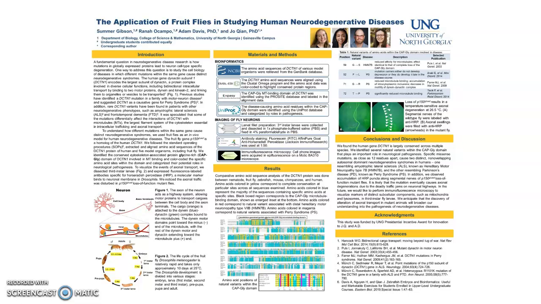My name is Summer Gibson, and we research the application of fruit flies in studying human neurodegenerative diseases. Scientists have questioned how mutations globally expressed in proteins lead to neuron cell type degeneration. Huntington's disease is an example. It is an adult-onset dominant heritable disorder characterized by progressive psychiatric disruption, cognitive deficits, and loss of motor coordination.